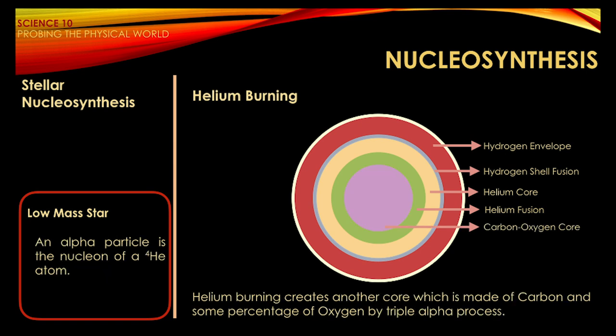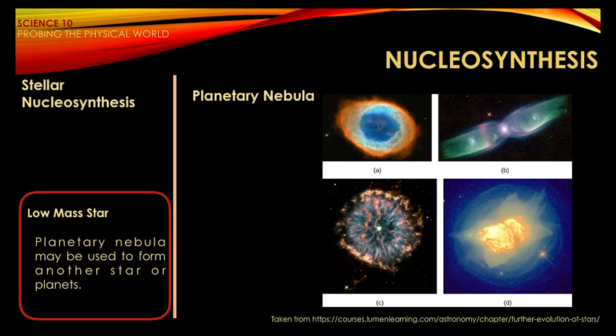At this stage, the inner parts of the helium core are burned to create another core made of carbon with some specks of oxygen via the triple alpha process. An alpha particle is the nucleus of helium-4, which is composed of 2 neutrons and 2 protons. This is the last stage of the series of nuclear reactions for low-mass stars.